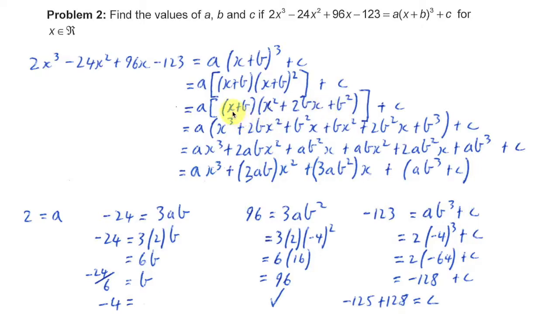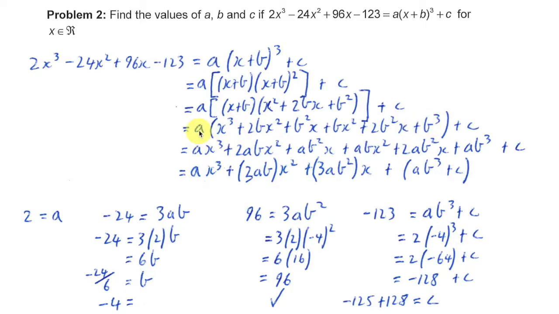I'm now going to take the x and multiply everything through. So I'm going to have x times x squared to give me x cubed, x times 2bx to give me 2bx squared, x times b squared to give me b squared x. Now I'm going to take the b through. So I'm going to get b times x squared to give me bx squared, b times 2bx to give me 2b squared x, and b times b squared to give me b cubed.